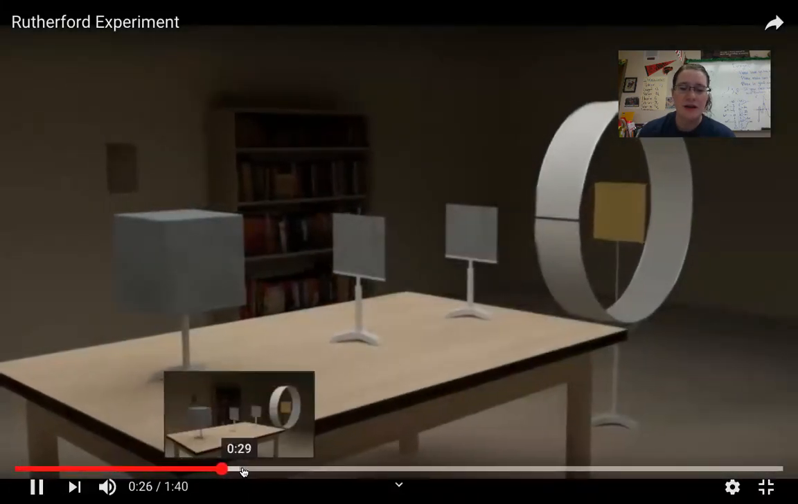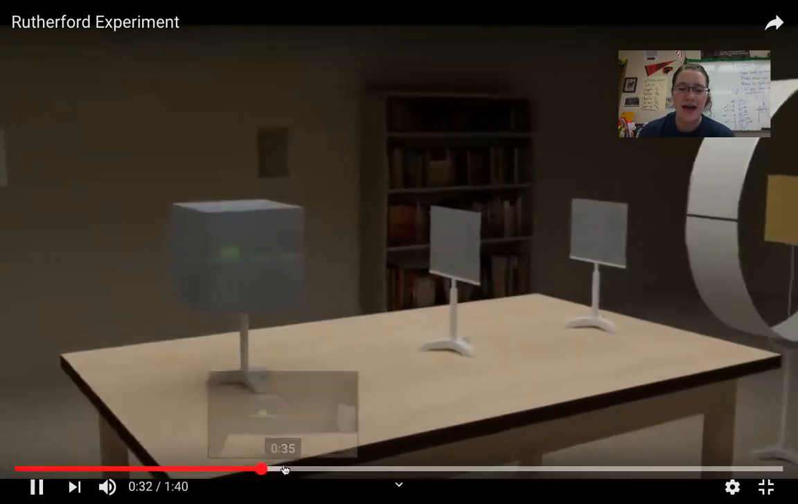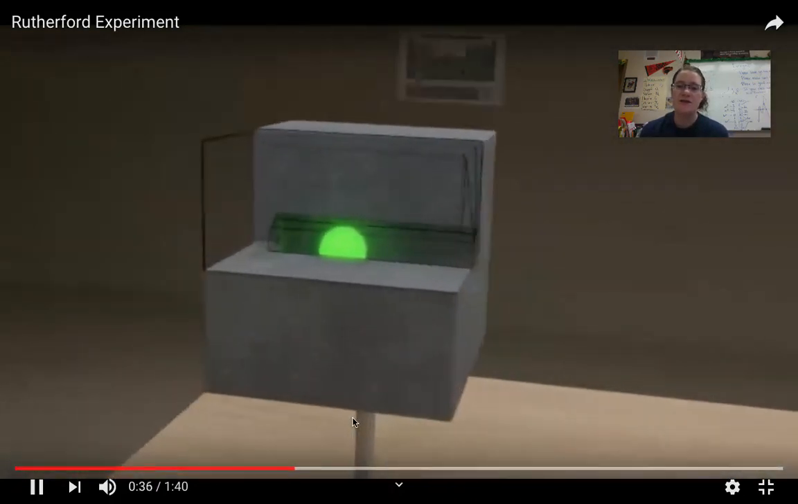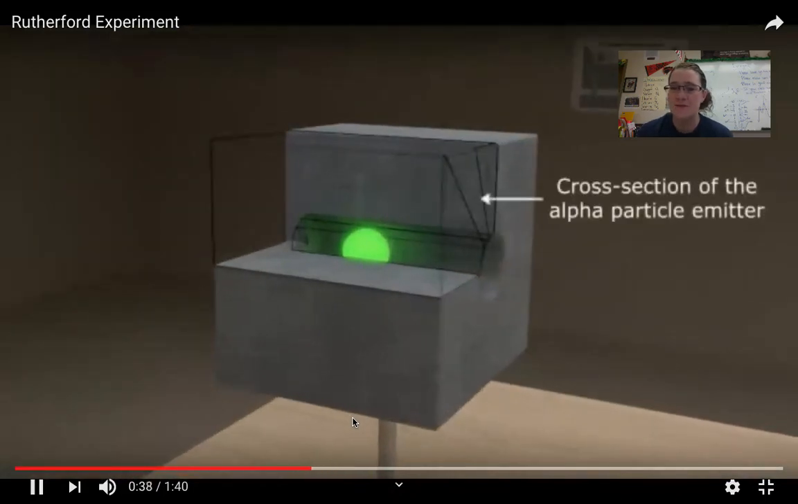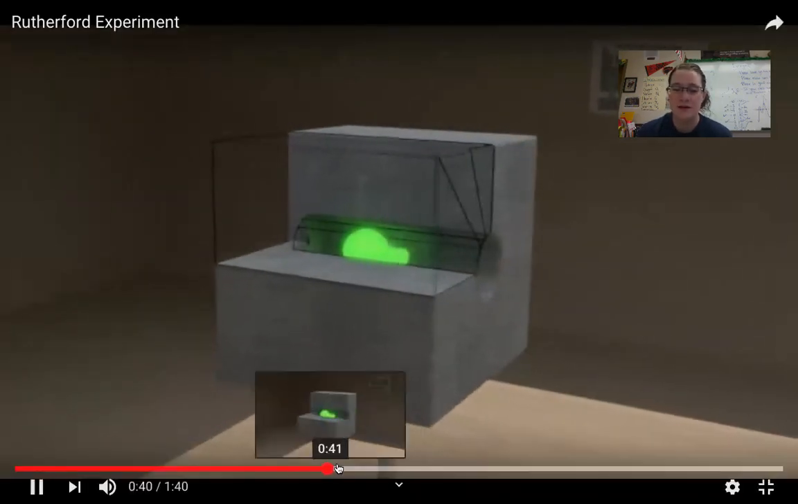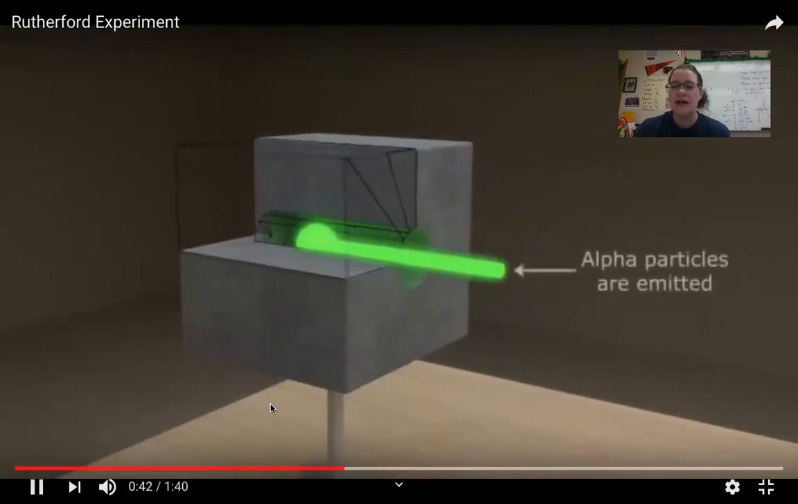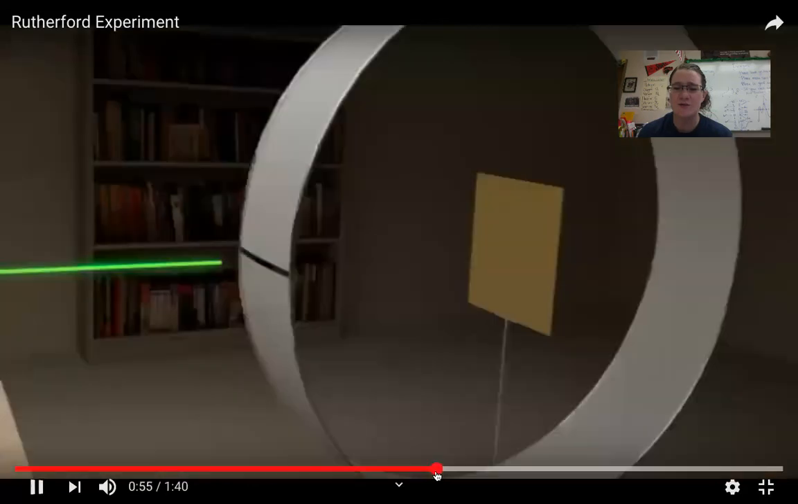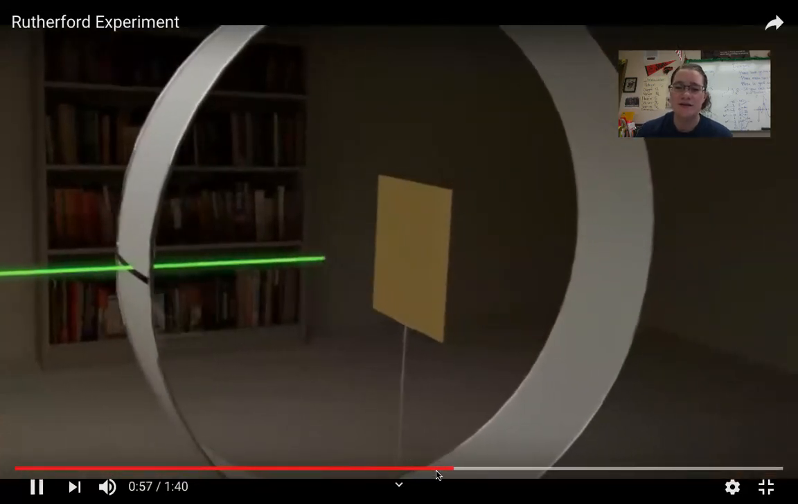All right, so again, we are going to shoot alpha particles out of this little emitter box. And so again, those are just positively charged particles, just helium atoms without their electrons. And we're shooting it out, and they are going to go and strike the gold foil. And so here it is.